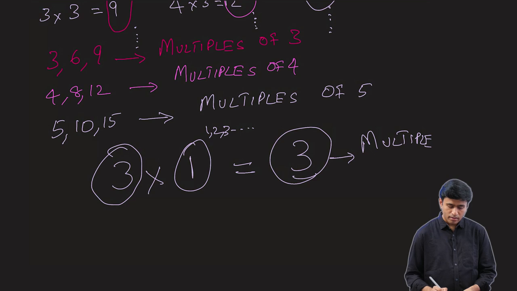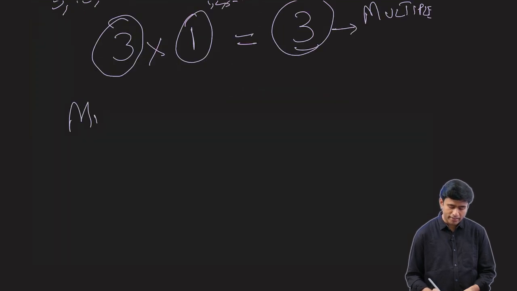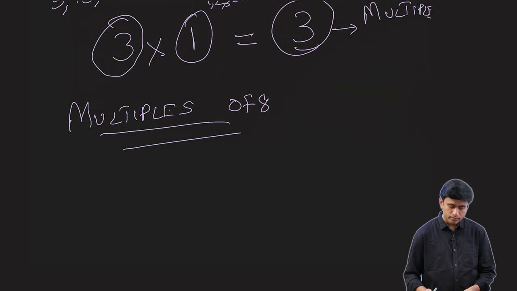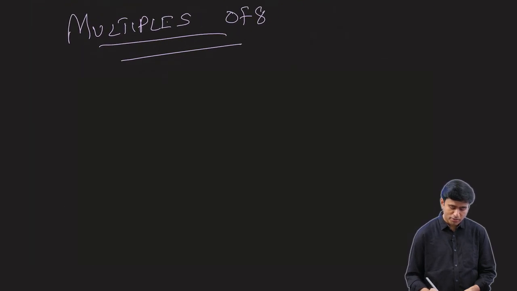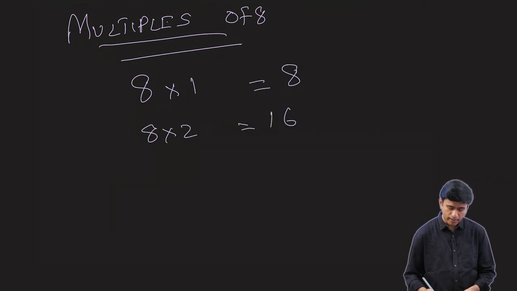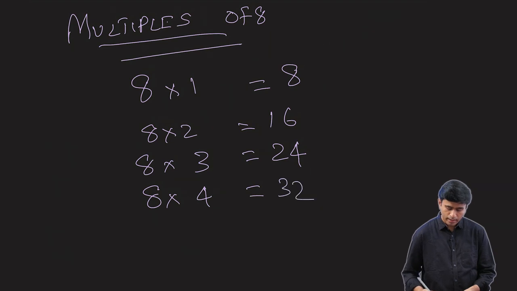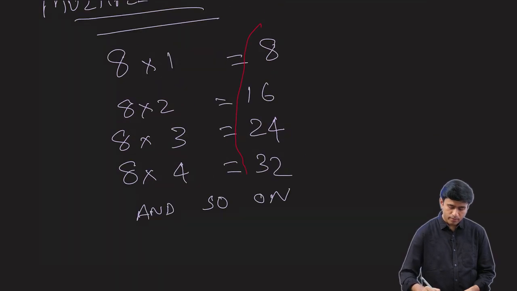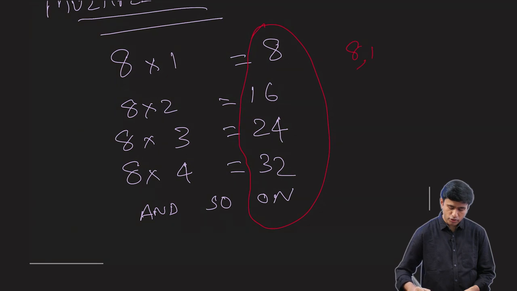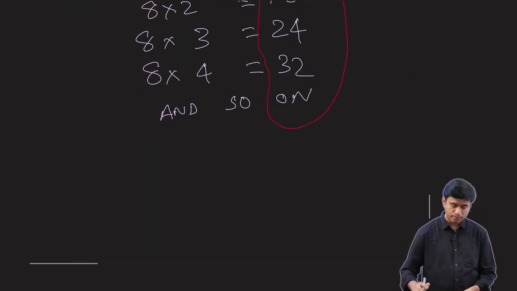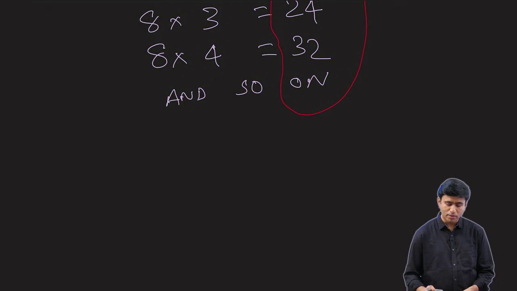Now let's try finding out the multiples of 8. What are the multiples of 8? 8 ones are 8, 8 twos are 16, 8 threes are 24, 8 fours are 32 and so on. So the multiples of 8 are 8, 16, 24 and so on. That's how you find the multiples of a given number.